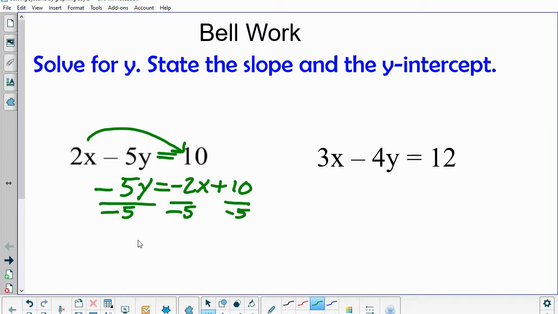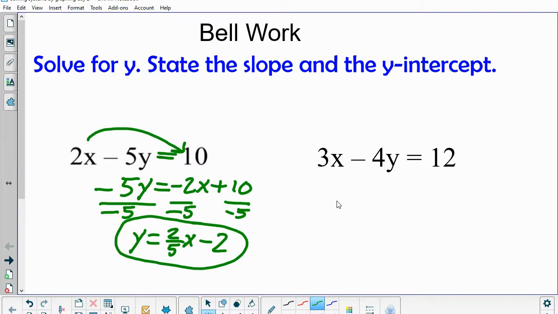We're ready to go. So y equals negative divided by negative is positive. So 2/5 x. And then 10 divided by negative 5 is negative 2. So there's our first one.